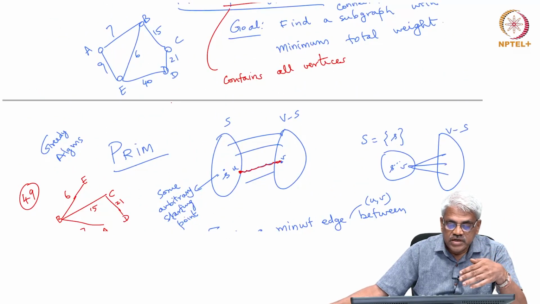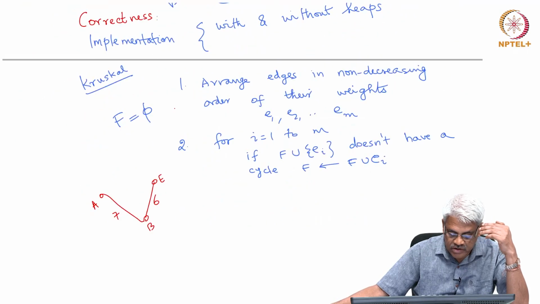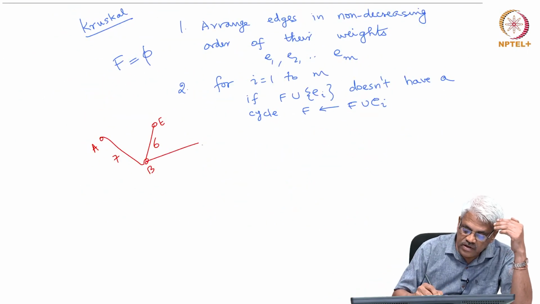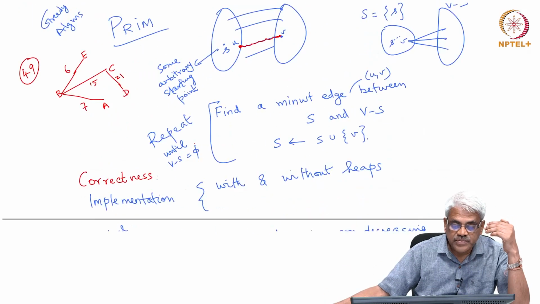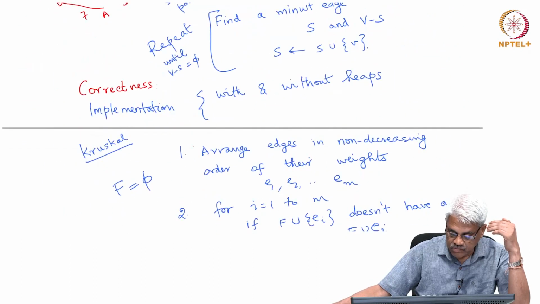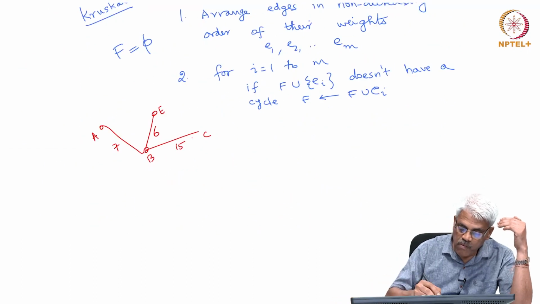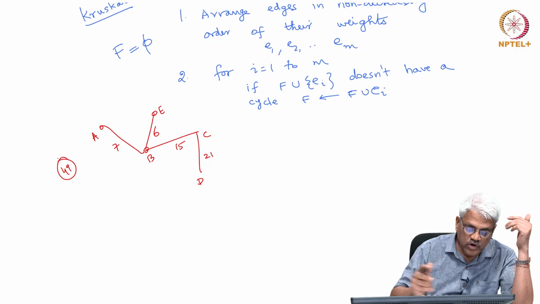Next edge, cheapest edge is BC with cost 15. So, I will add BC, and then the next cheapest edge is 21 CD. Same tree it produces with a total cost of 49.